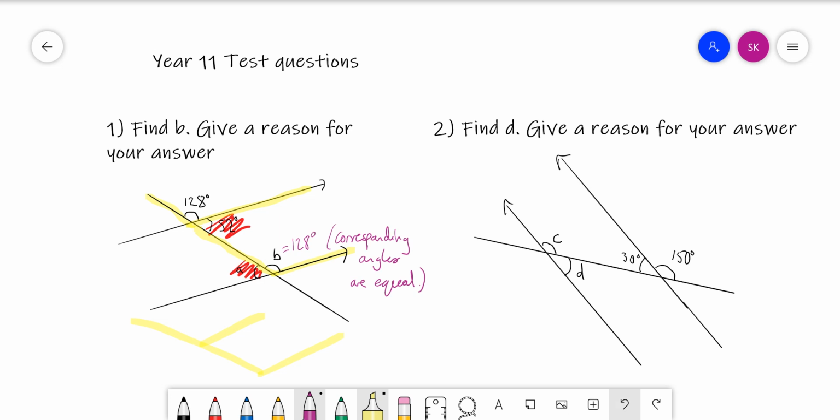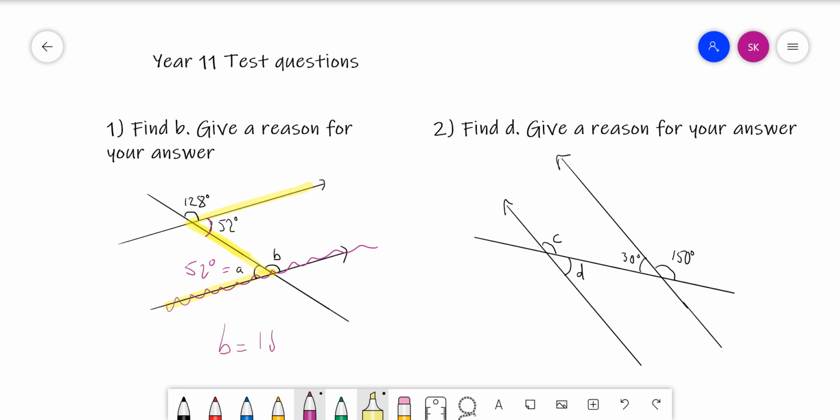You actually could have done it a different way, using the two that I've crossed out and then using angles on a straight line, but this is the most efficient way. Just to be really clear about how you could have done it as well. You could have said, A looks like it's the same size as 52 degrees. I can see there's a Z there. Z's alternate angles are equal, so A is 52 degrees. And then you could have said these two here are on a straight line, and so B is equal to 180 minus 52, which is 128 degrees.